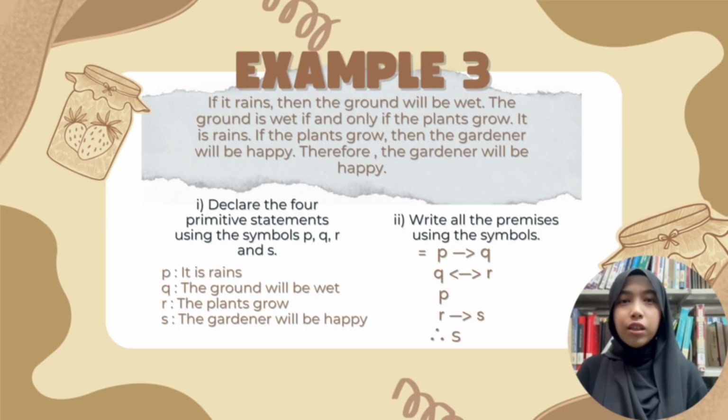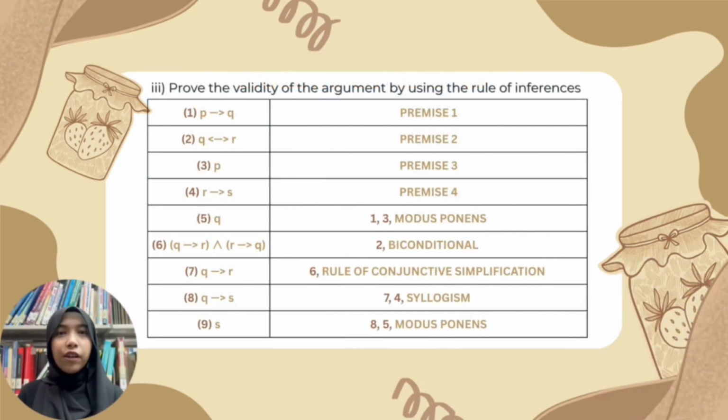Next, we write all the premises using symbols. P implies Q for premise 1, Q biconditional R for premise 2, premise 3 is P, premise 4 is R implies S, so the conclusion is S. Next, I will prove the validity of the argument using the rules of inference. First, list all the given premises. Next, we start the inference steps. From premise 1 and premise 3, we use modus ponens and we get Q.